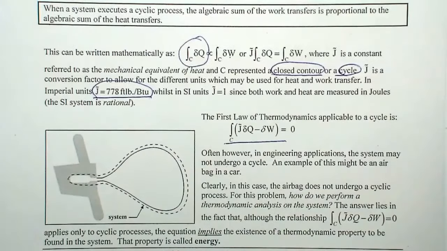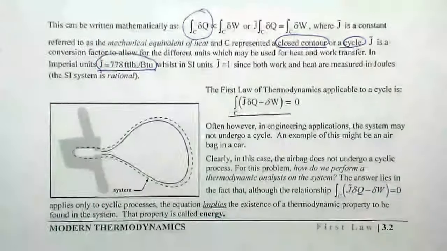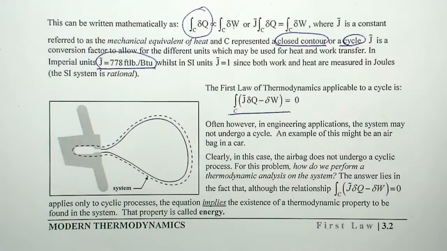Now, we talked about cycle. One thing which you might appreciate now is that not all engineering problems and applications are actually in a cycle. You could have a one-off or one-way process as well. A typical example here is this airbag in a car. So this is certainly not a cycle. So does it mean that the first law is now not applicable to this?